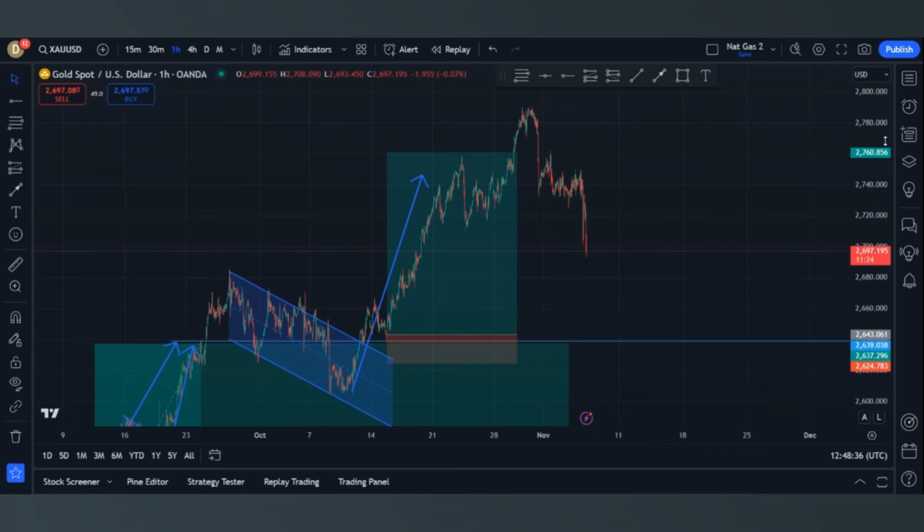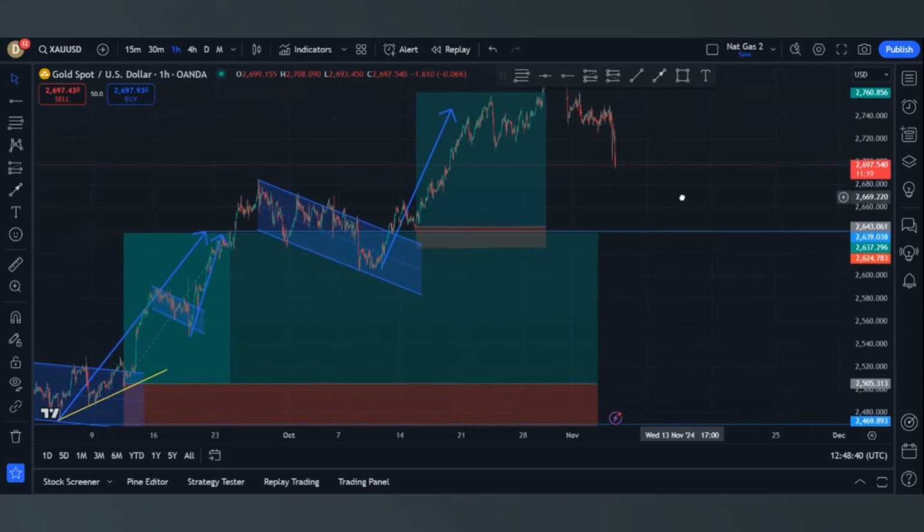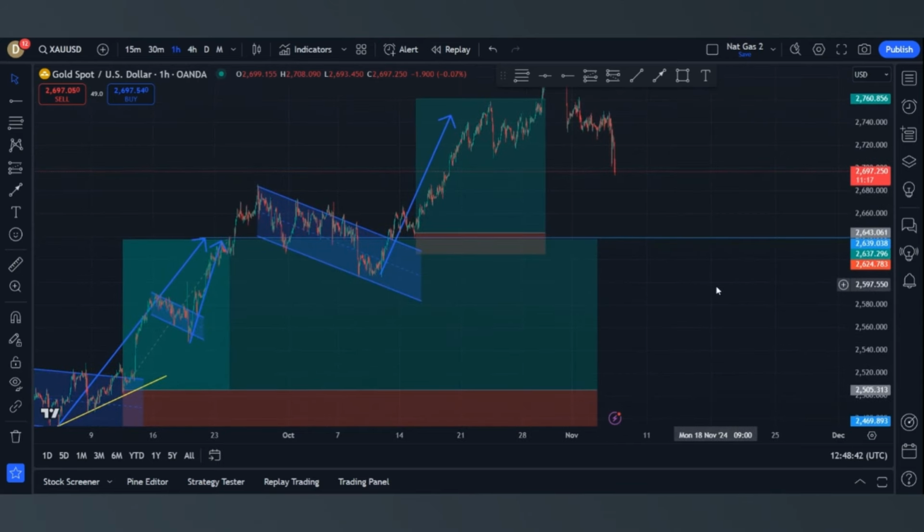I'll be honest with you, when I was doing it, I'm not just looking for flags, and I'm not just looking for things like that. I'm also looking for strength and weakness in the market, which you can use indicators for. But using patterns and different systems, they can help you be profitable.